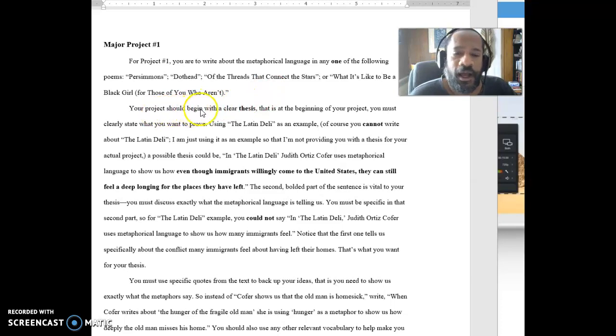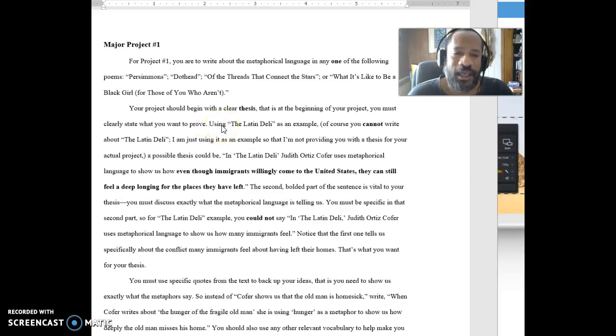All right, so I say in here that your project should begin with a clear thesis. That is, at the beginning of the project, you must clearly state what you want to prove, right? So there has to be something that you prove in there. We'll talk about what that is.